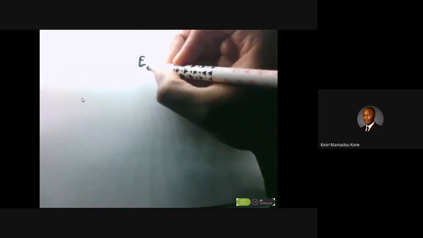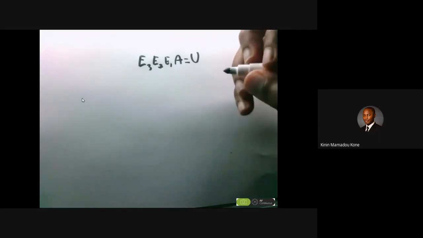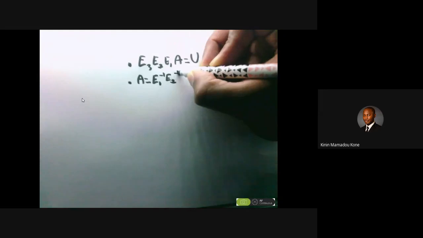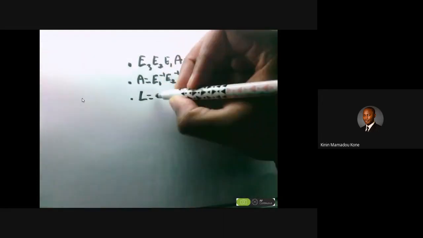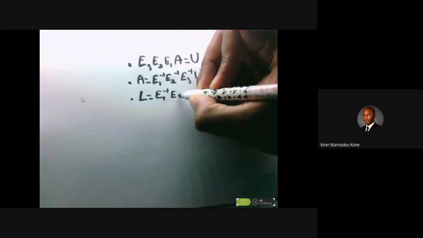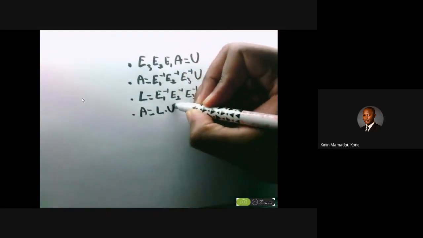Well, we've seen that E3, E2, E1 A is equal to the upper triangular matrix U. We also saw this other relationship: A equals E1 inverse, E2 inverse, and then E3 inverse multiplied by U. The other relationship was L is equal to E1 inverse, E2 inverse, and then E3 inverse. We also saw that A is equal to L times U.